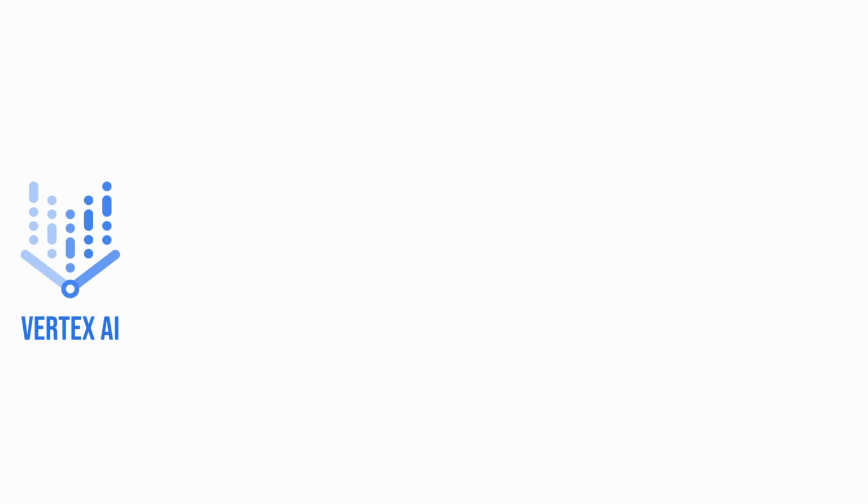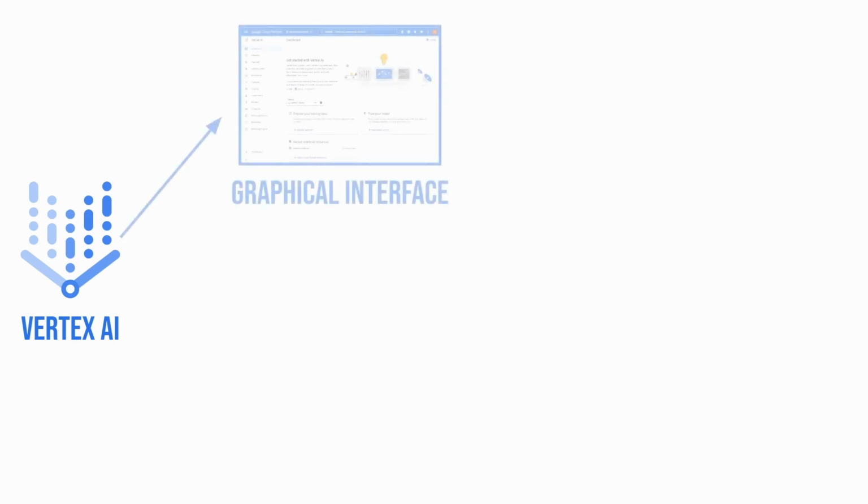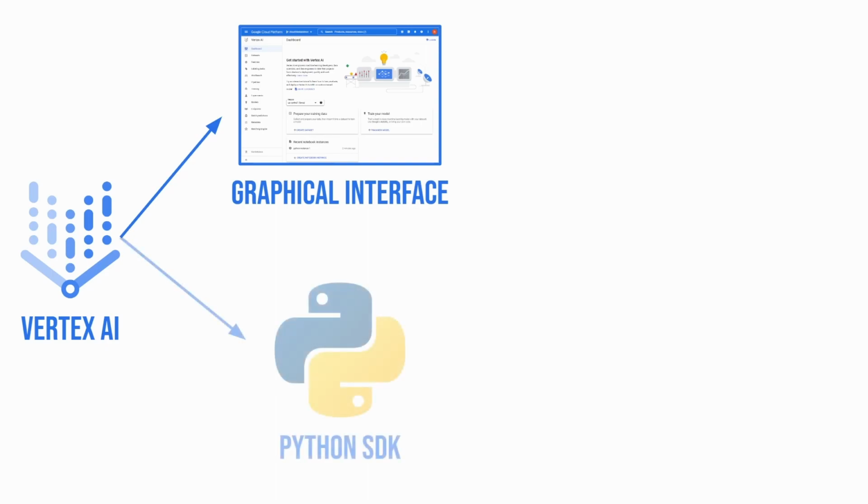So let's say that you want to build your machine learning model with the help of services available inside the Vertex AI. One of the options would be to use a graphical interface to do everything and click through the entire process on your own. But if you want to automate your process, you need to use Python SDK to communicate with those services.